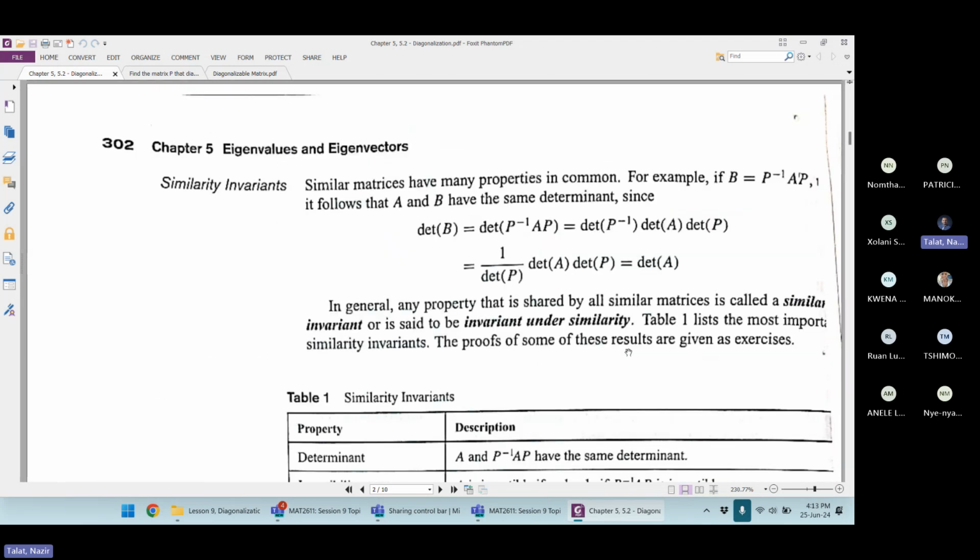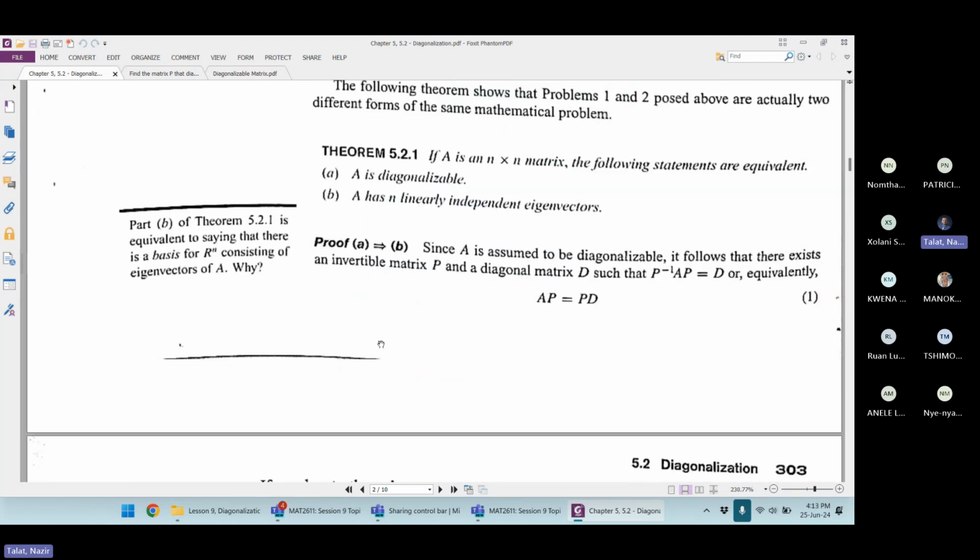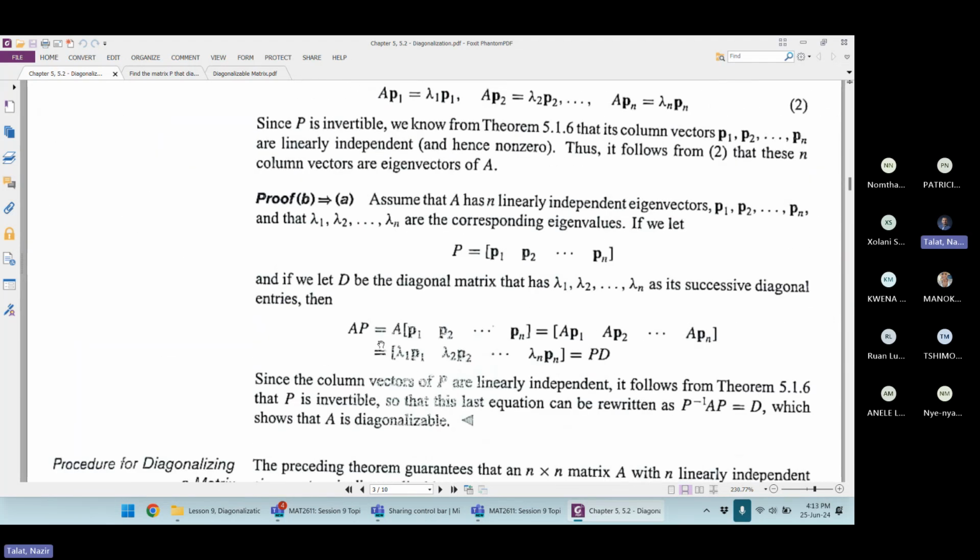For this definition of similar matrices, we have another important definition of a diagonalizable matrix. We say that a square matrix is diagonalizable if we can find a matrix P such that P inverse A P is equal to the diagonal matrix D. The diagonal matrix we can easily find. The method is very simple.